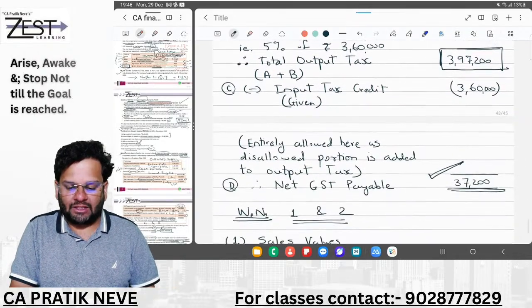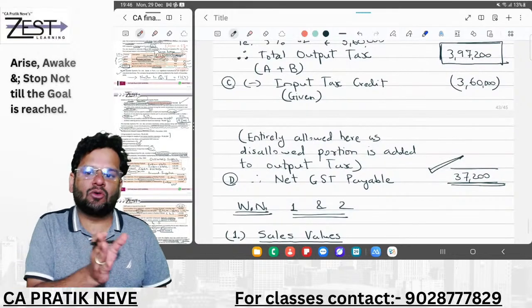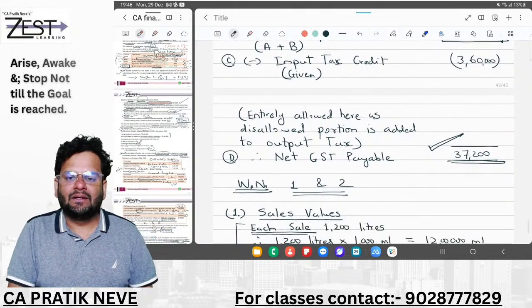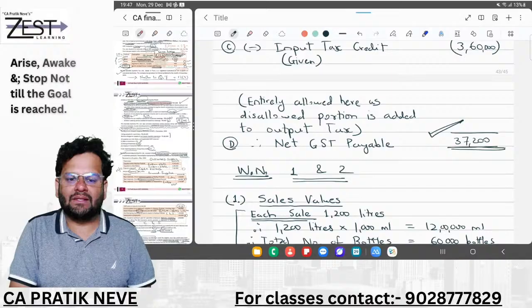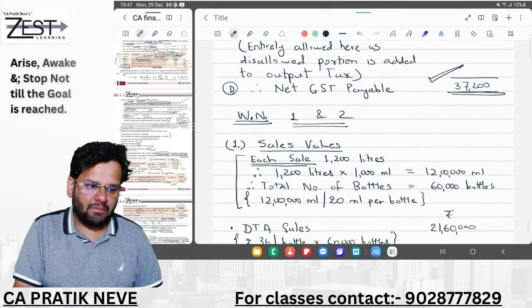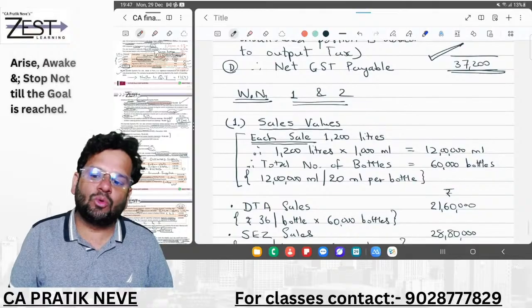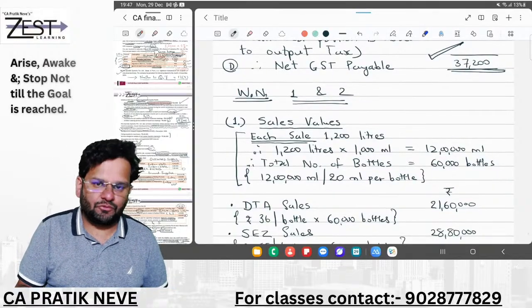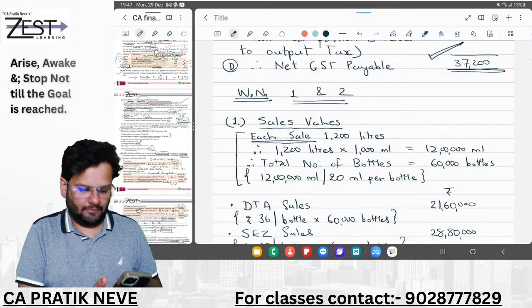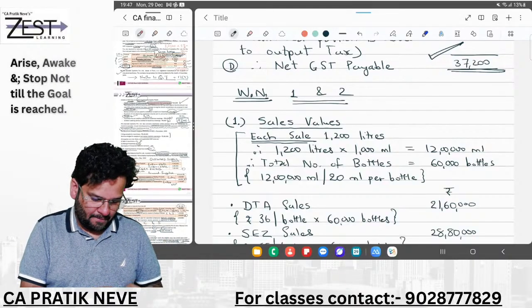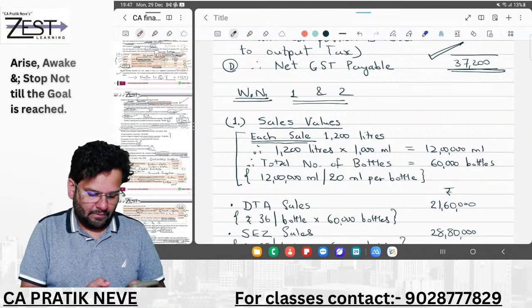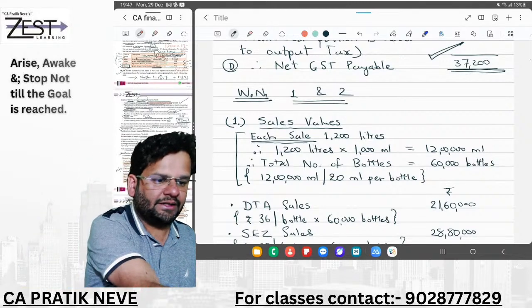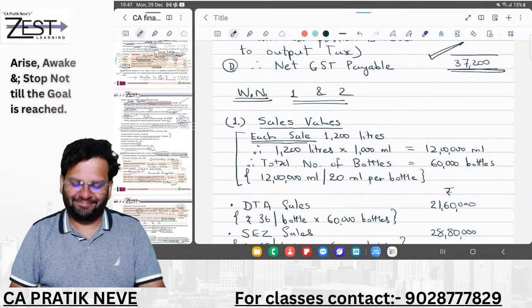So total output tax finally is 3,97,200, and then take total ITC of 3,60,000. So finally your net GST payable is 37,200. Is it figure wise clear to you? Please let us know so that we can go ahead.